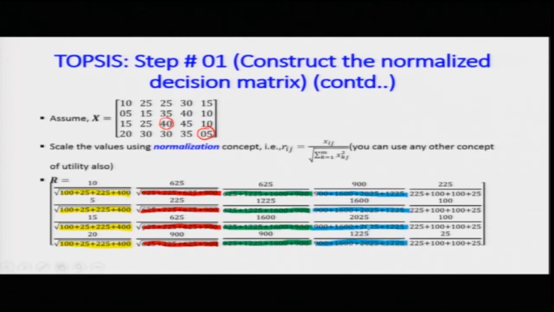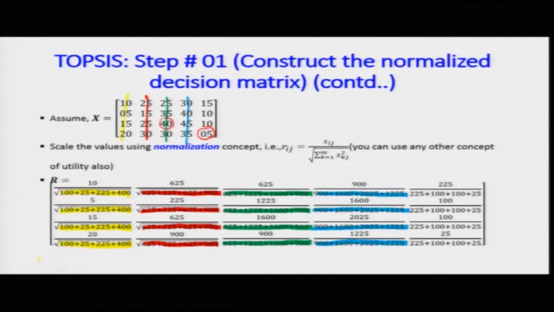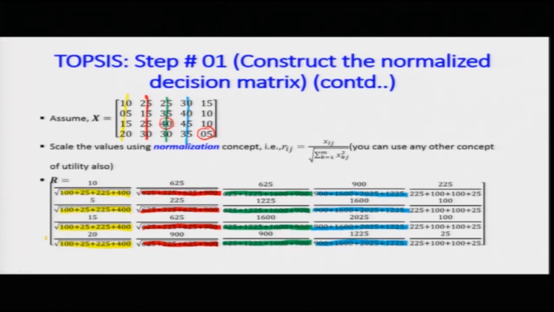So we basically find the square root. I should also mark it with colors so you will understand: blue goes with blue, green with green, red with red, yellow with yellow. The blue one means I am squaring 30, which is 900, 40, which is 1600, 45, which is 2025, 35, which is 1225. Similarly, in the last column: 15 squared, 10 squared, 10 squared, 5 squared. So, these are the values.